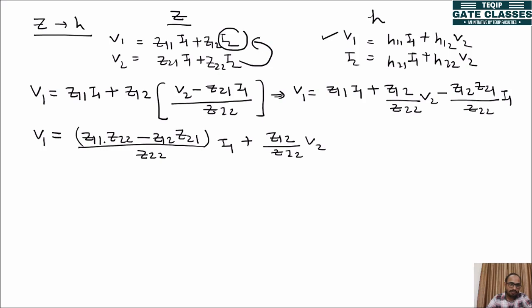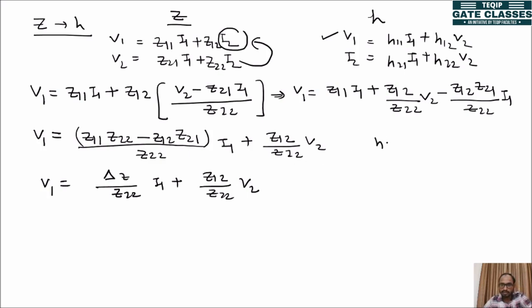First of all, see, Z11 Z22 minus Z12 Z21 can be written as delta Z, or the determinant of the Z matrix. Okay, so it will be convenient for us if we write it like this: delta Z divided by Z22 I1 plus Z12 divided by Z22 V2, right? So from here we can say H11 is equal to delta Z divided by Z22, and H12 is equal to Z12 divided by Z22.